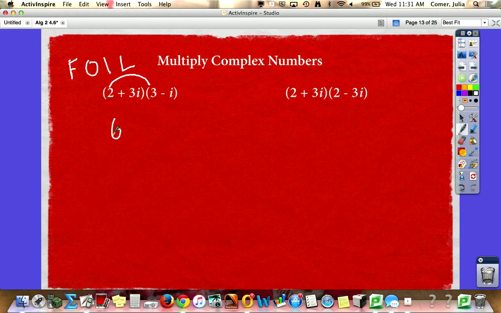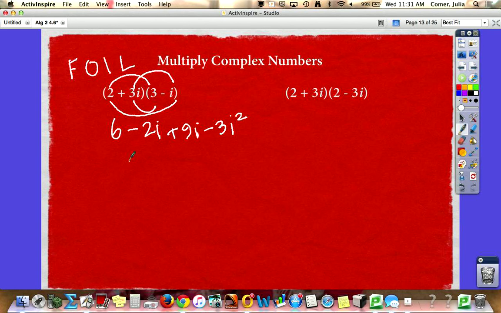2 times 3 is 6. Outside terms, 2 times -i, -2i. Inside terms, 3 times 3i is a +9i. And our last terms, 3i times -i would be a -3i squared.